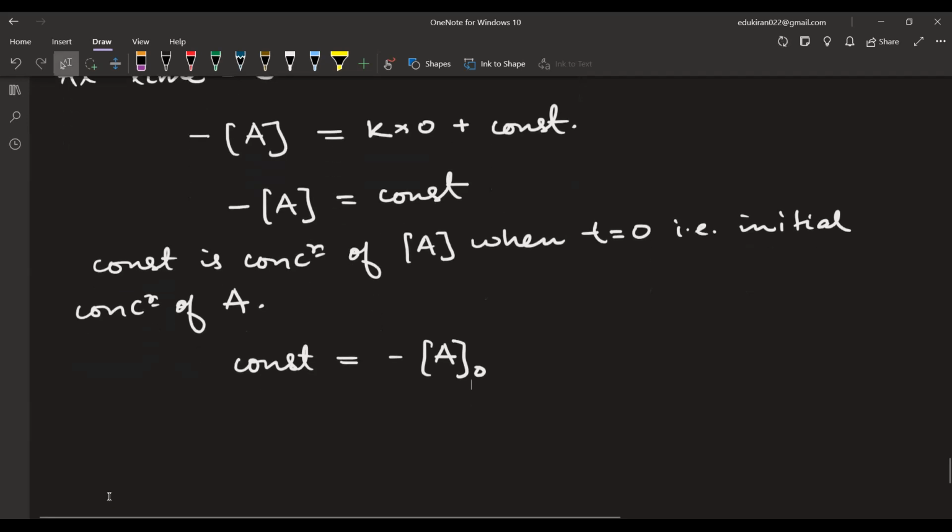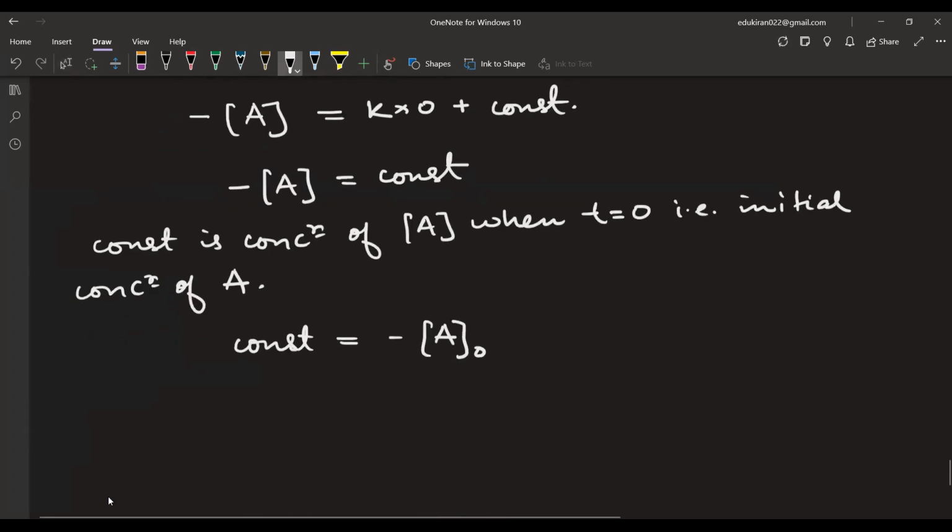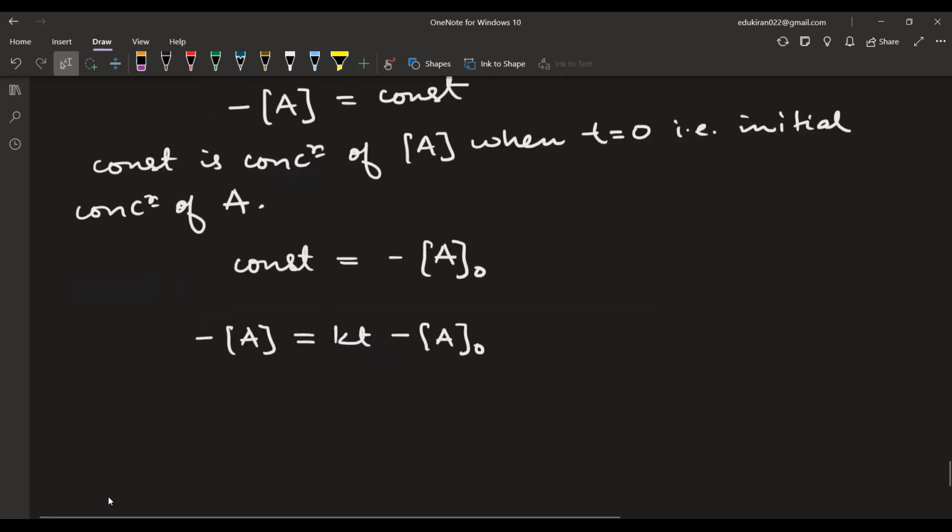Okay. Now what can I write? I can rewrite this equation. Now you'll plug in this constant here. So minus the concentration of A is equal to KT into minus A naught. Now, when I move this minus A naught to this side, I will get A naught minus A is equal to KT. You will remember this equation now.